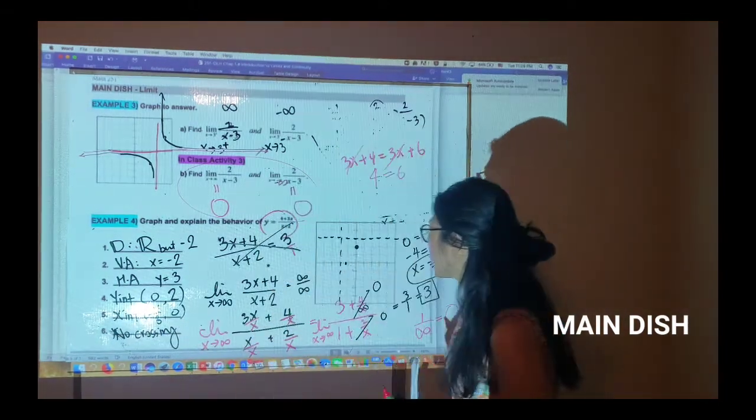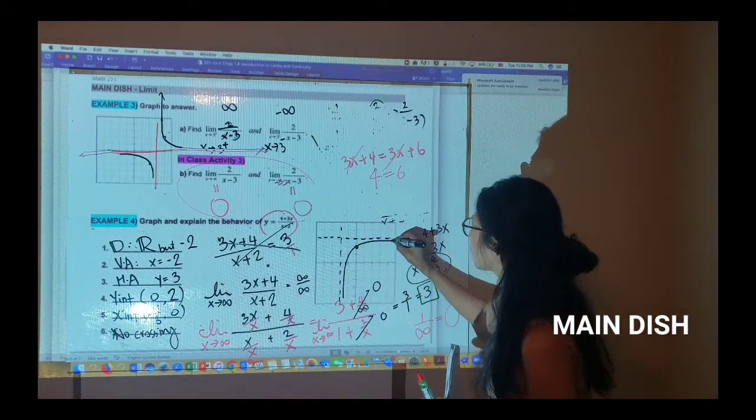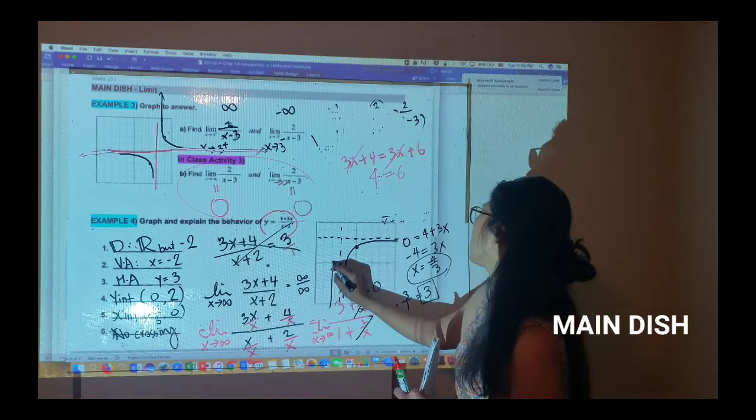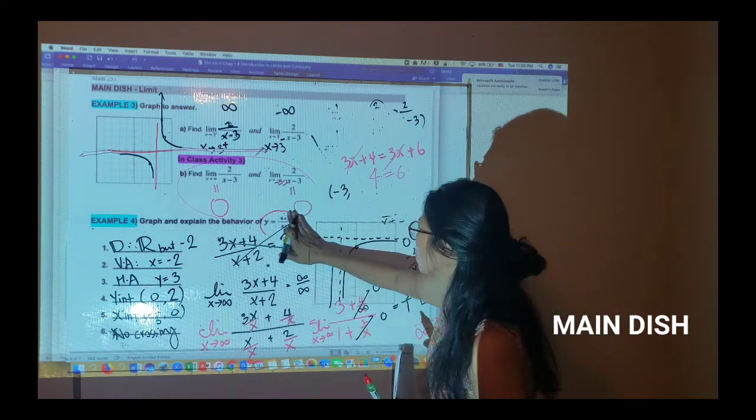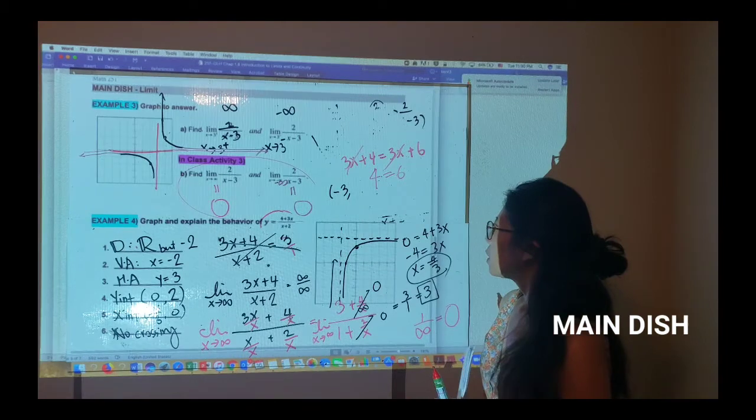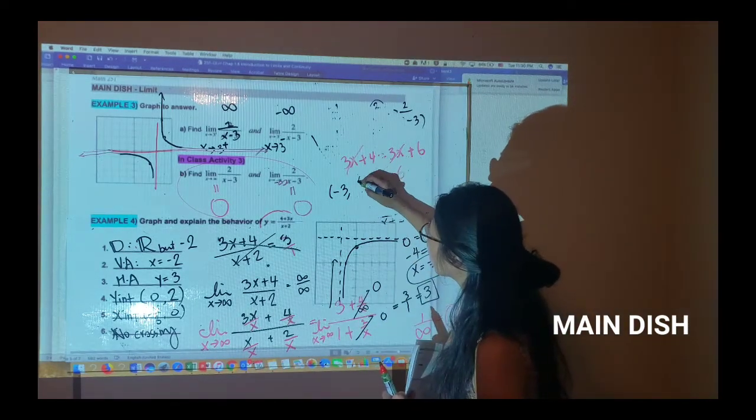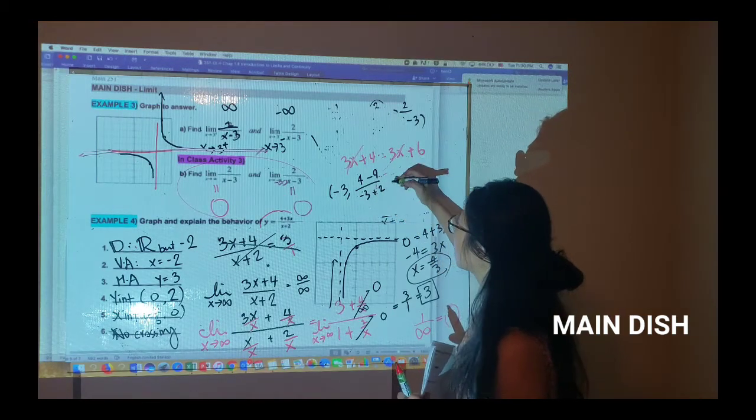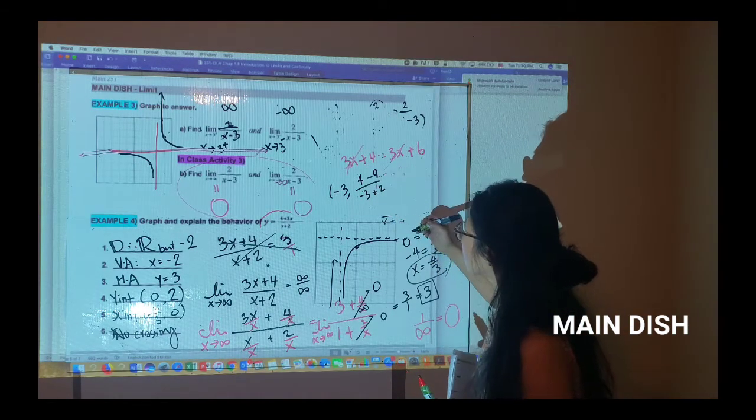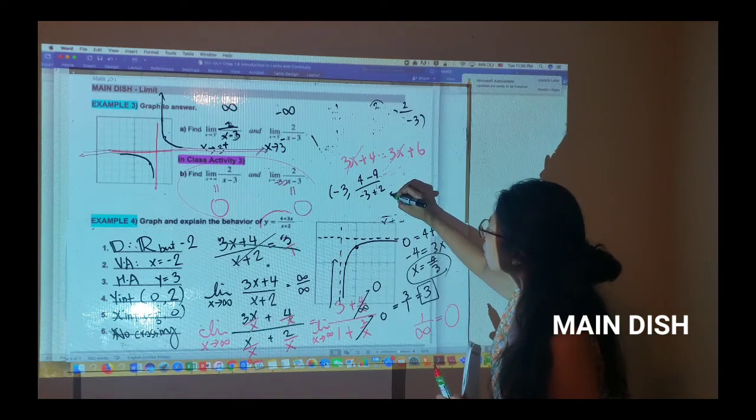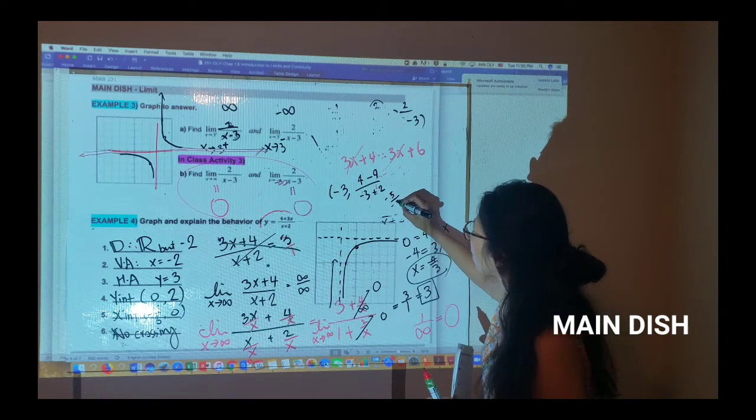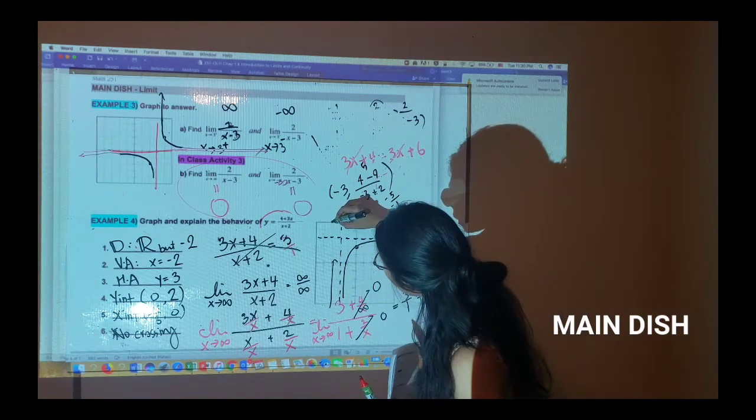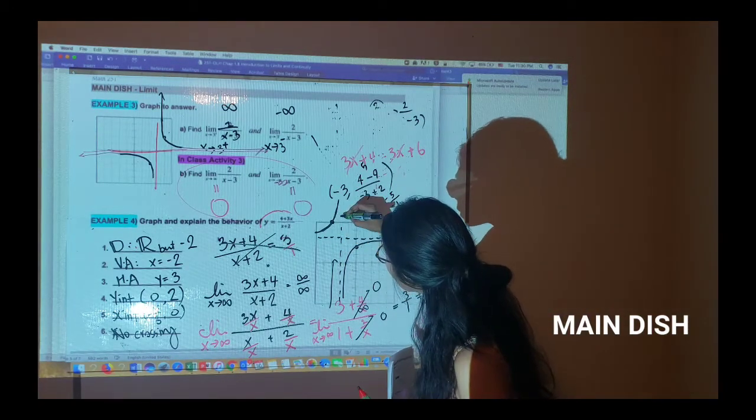That means my graph is almost done. This one has to be this shape, and then on the other side we have to plug in numbers. So I'm going to plug in negative 3 in order to see what we get. If I plug in negative 3, that's going to be 4 minus 9 over negative 3 plus 2. That is going to be 5 over negative 1, so I get 5. And negative 3 comma 5 right here, I'm going to have my graph.